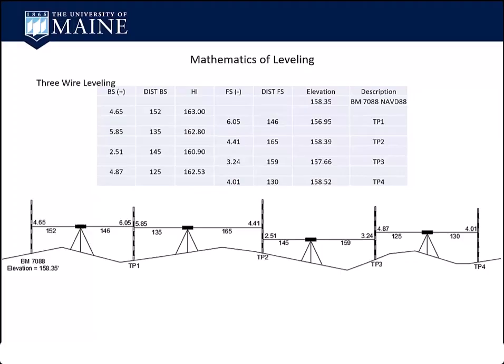It was HT and distance was what it was set up to display. So it read 4.65 as a rod reading, and it displayed the distance as 152. And so we calculated our HIs, foresights. Again, it read the rod, it gave us a distance, and we just carried these elevations.